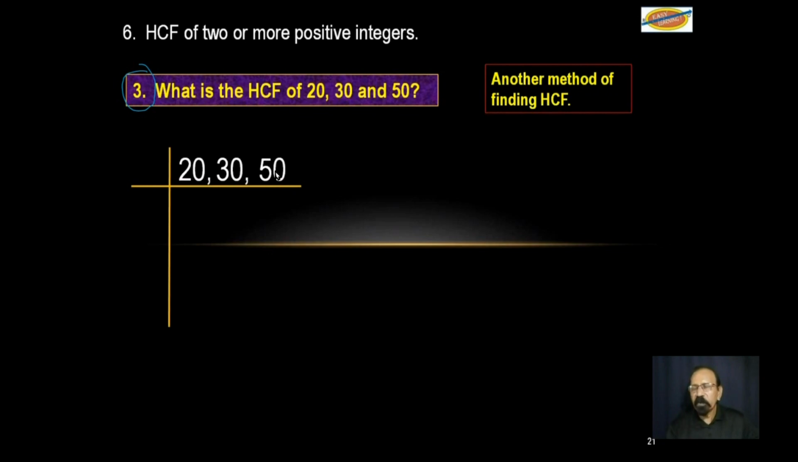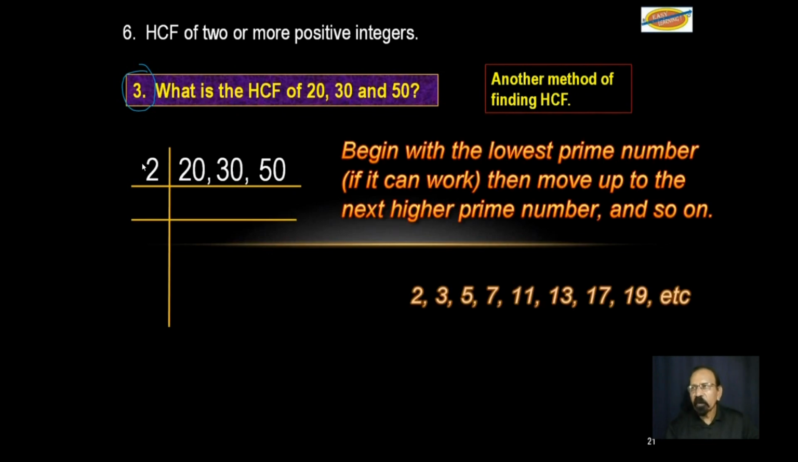And you go through the same procedure as if you are going to find LCM. So we start with 2. 2 can divide 20, we get 10. 2 can divide 30, we get 15. 2 can divide 50, we get 25. So can we try 2 again? Yes. 2 can divide the 10, we get 5. 2 cannot divide the 15, so we bring it down. 2 cannot divide the 25, so we bring it down. Okay, so we finish with 2.